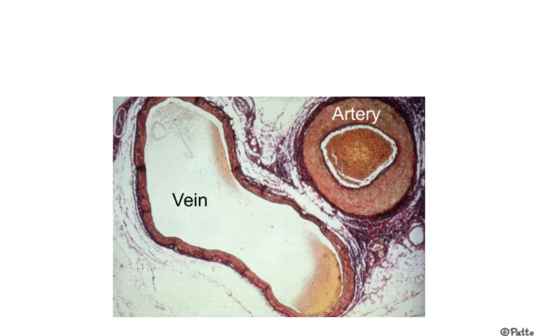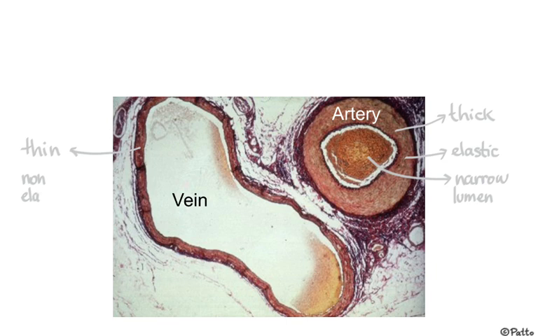Here we see a cross-section of an artery and a vein of equivalent function and equivalent size. And as you can see here, the thickness of the artery wall is much bigger. So they have a thick, elastic wall with a narrow lumen, and the vein is going to have a thin, non-elastic wall, and a wide lumen.